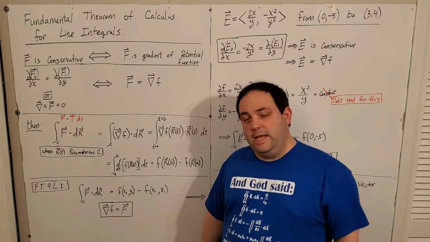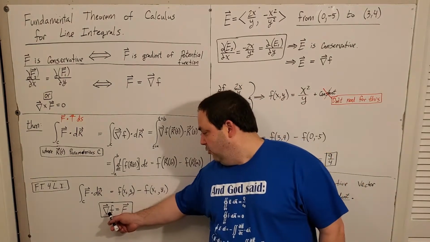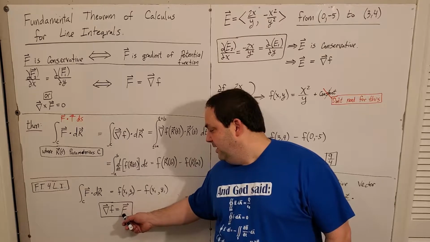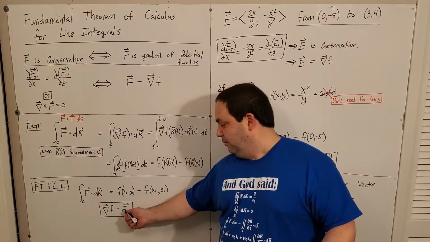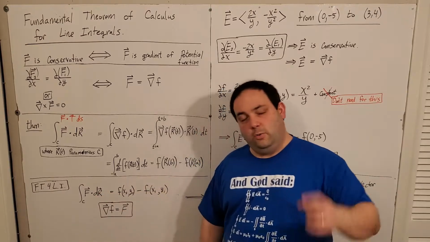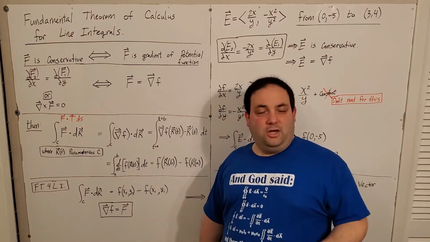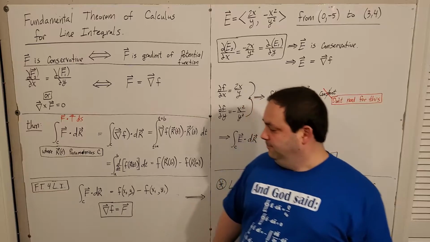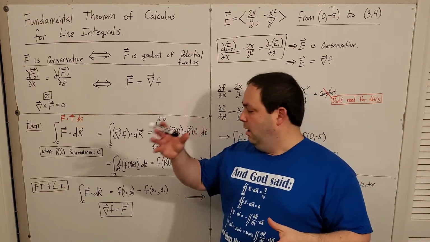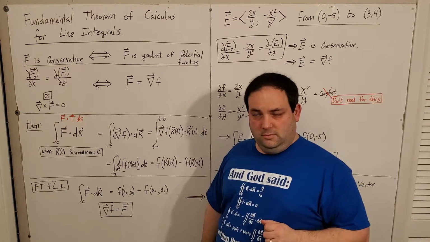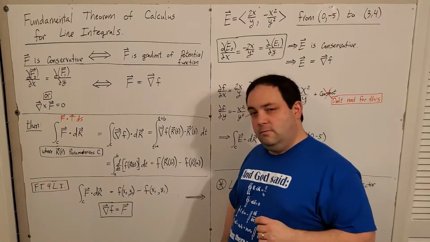The only stipulation is that the gradient of this little f has to be the vector field capital F there, which implies that the F you're starting with has to be a conservative field. So the fundamental theorem for line integrals works for conservative fields. It's basically what we're getting at here.